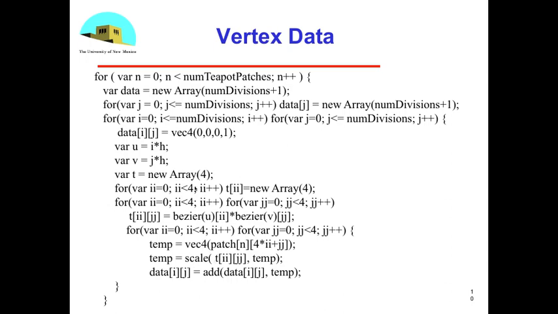The scaling factor is gotten by evaluating the Bezier in both U and V. And so this is, I think, pretty straightforward. There's just a lot of data indexing going on. But eventually what you wind up with is just a data array, and now I can go through that data array and push the data onto an output array for the vertex buffer object.